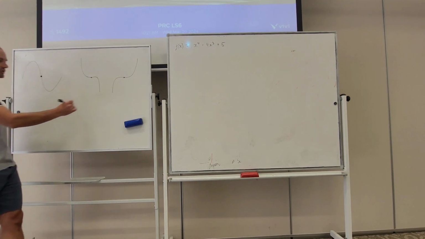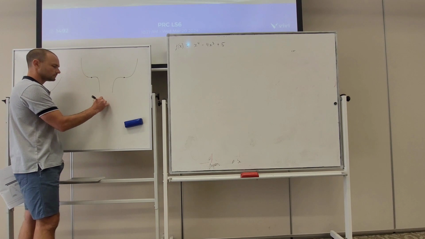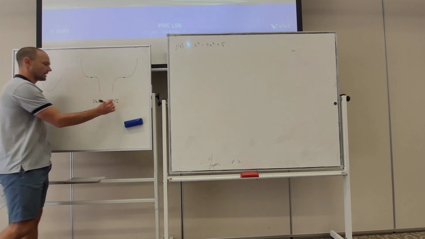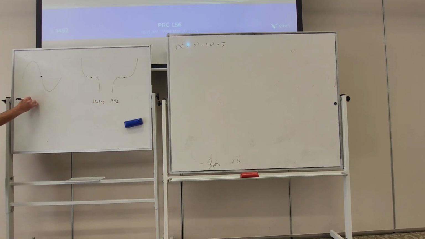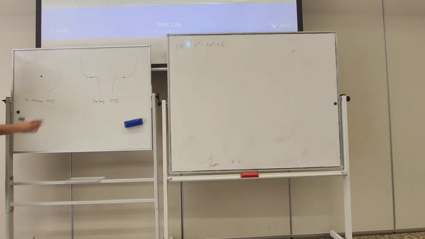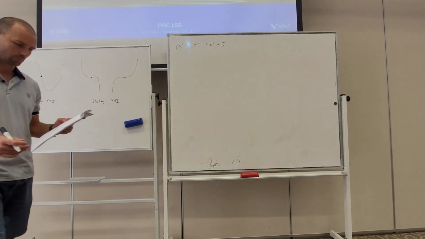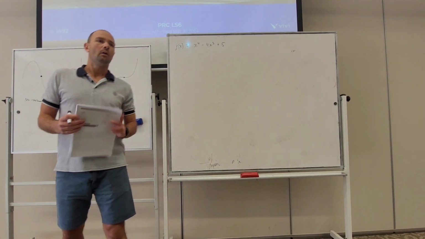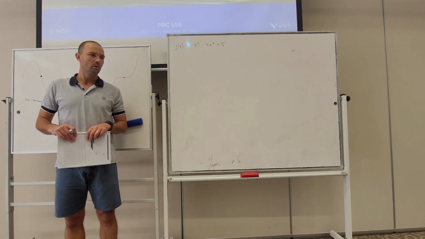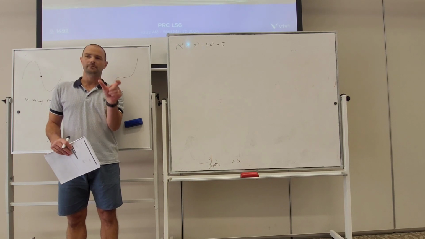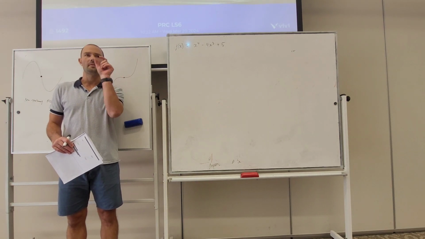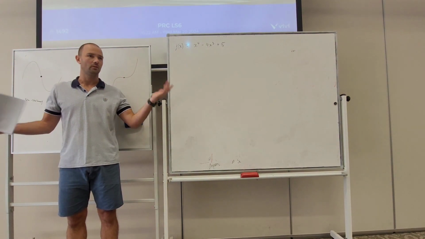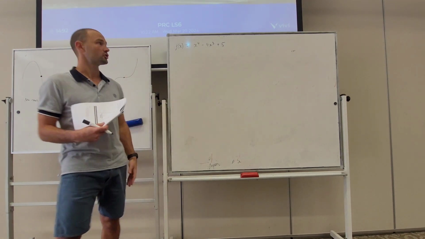So we have stationary POIs and we have non-stationary POIs. All right, and both of those are highlighted in our notes book here. Now, a point of inflection will occur when the second derivative equals 0 and the sign diagram changes sign on the second derivative. So that's what we're going to check for.